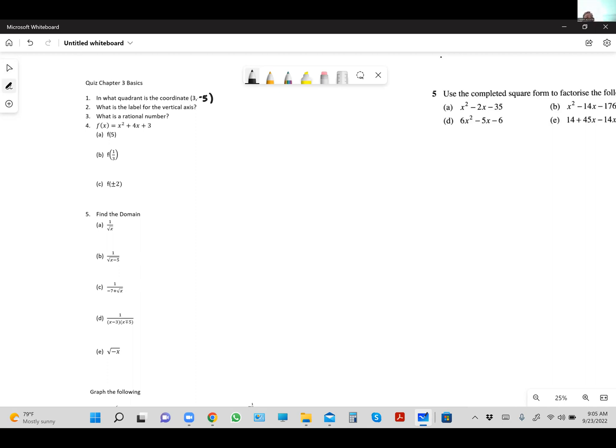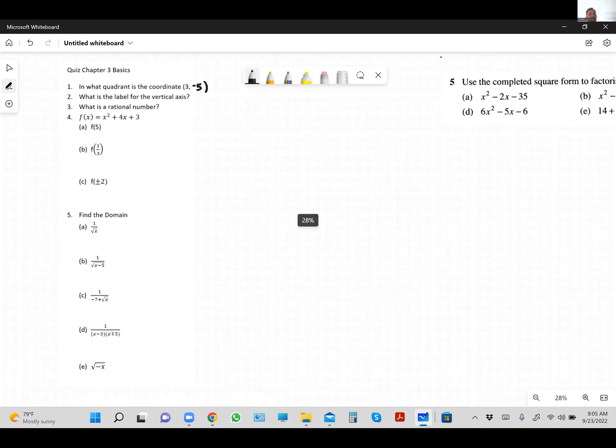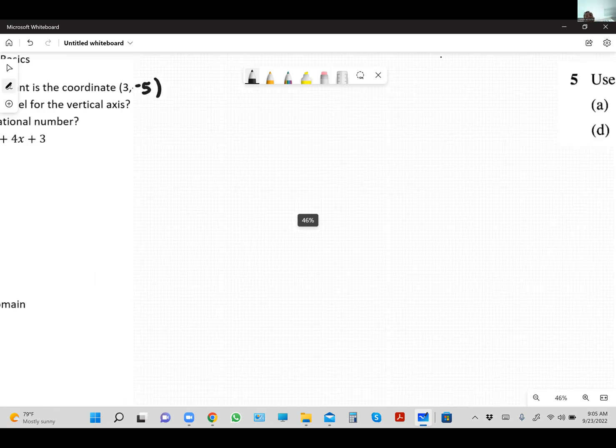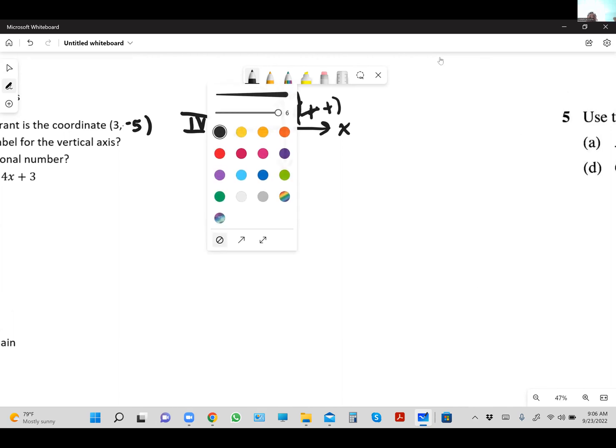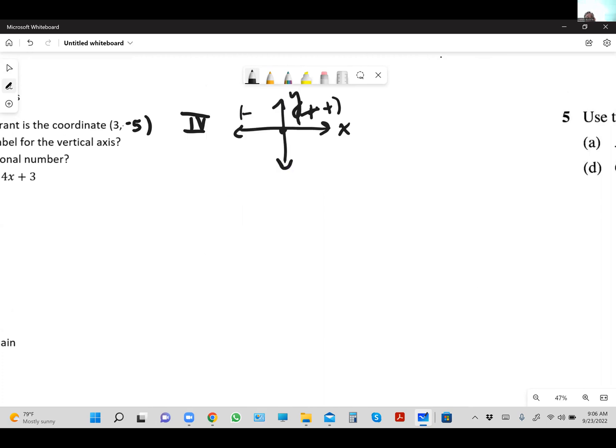Quadrant 3. Where's that point at? 3, -5. So, okay, good. It is in the 4th quadrant. Why is it in the 4th quadrant? Right? We have our axes here, right? This is an X. This is a Y. This is our origin. This will be plus, plus. Let me make the pen a little bit thinner, because it feels a little bit on the thick side.